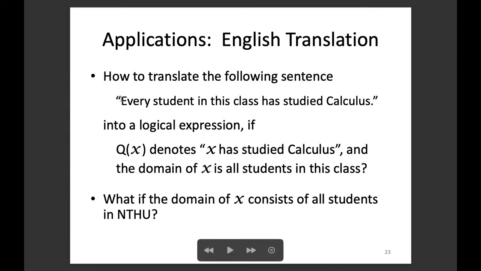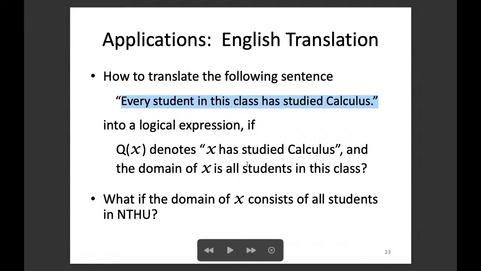So here it says that every student in this class has studied calculus. Now suppose that Q(x) denotes the expression x has studied calculus, but here the domain is also very simple. Let's say x ranges over all students in this class. Then in that case, this expression is very easy. It will be something like for every x, Q(x).